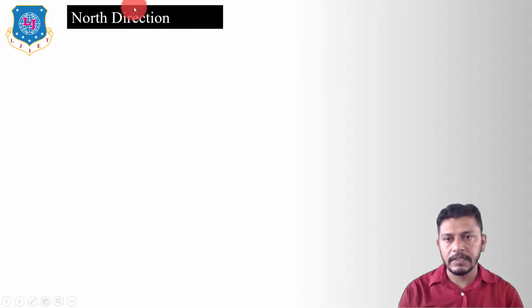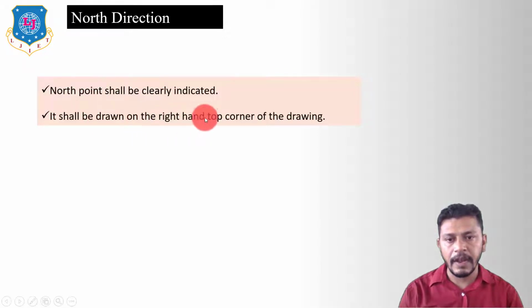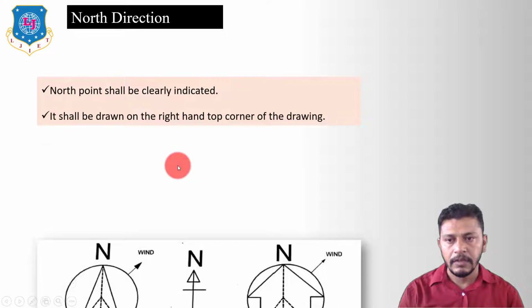Now let us discuss the north direction, which we have to show in the plan, or in the sheet of the plan of a simple residential building. The north point shall be clearly indicated in the sheet. It shall be drawn on the right hand top corner of the drawing sheet. Let us consider that the screen of the laptop is a sheet. So we have to show the north direction at the right hand top corner of the drawing.